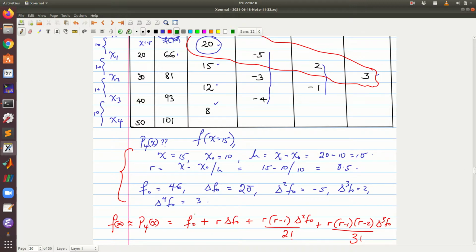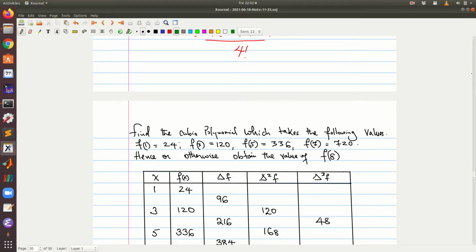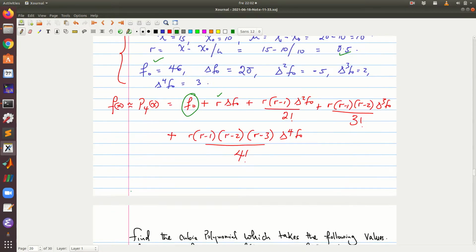We have our f naught, it's here. We have our r, it's computed here. And then the rest is just simply substituting. You can please substitute in here and then get the values here. So you simply substitute.